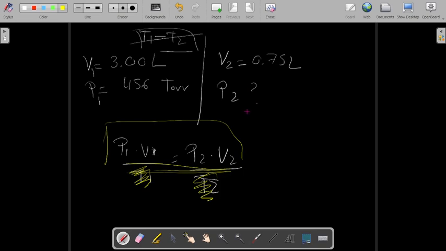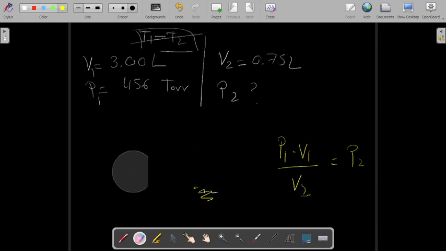Okay, so I'm trying to find pressure 2. This is multiplying on this side. If I want to get rid of it, it will be going dividing on the other side because I'm dividing here and I need to divide there as well. So it will end like this: P1 volume 1 divided by volume 2 equals pressure 2. And now I have all the information to put in the formula to calculate my pressure 2.